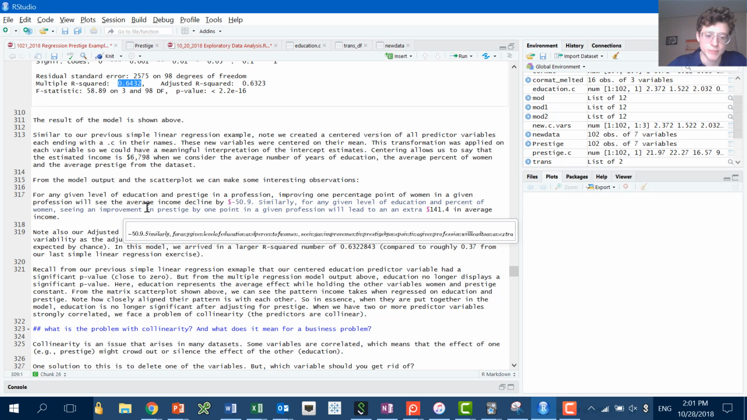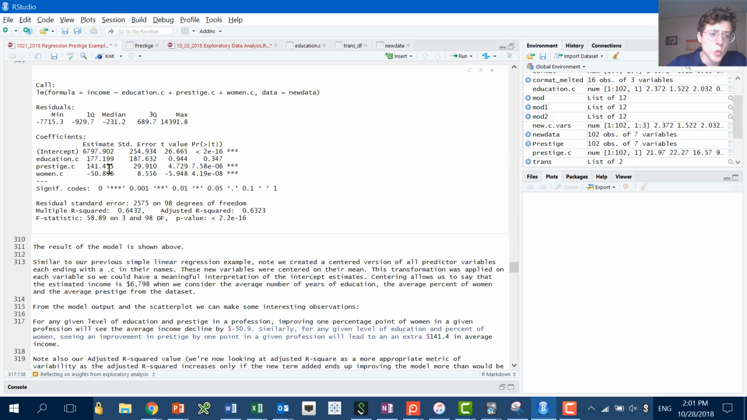Now, something weird happened here. We had education as being one of the most important predictors, taking 30% of the variation previously. And now when we added in prestige, we have a result that says that education doesn't matter at all. So that seems weird, right? Even in our intuition, we might say, well, it still seems like education should matter. But it looks like education and prestige hold the same effect, meaning they are doing the exact same thing.